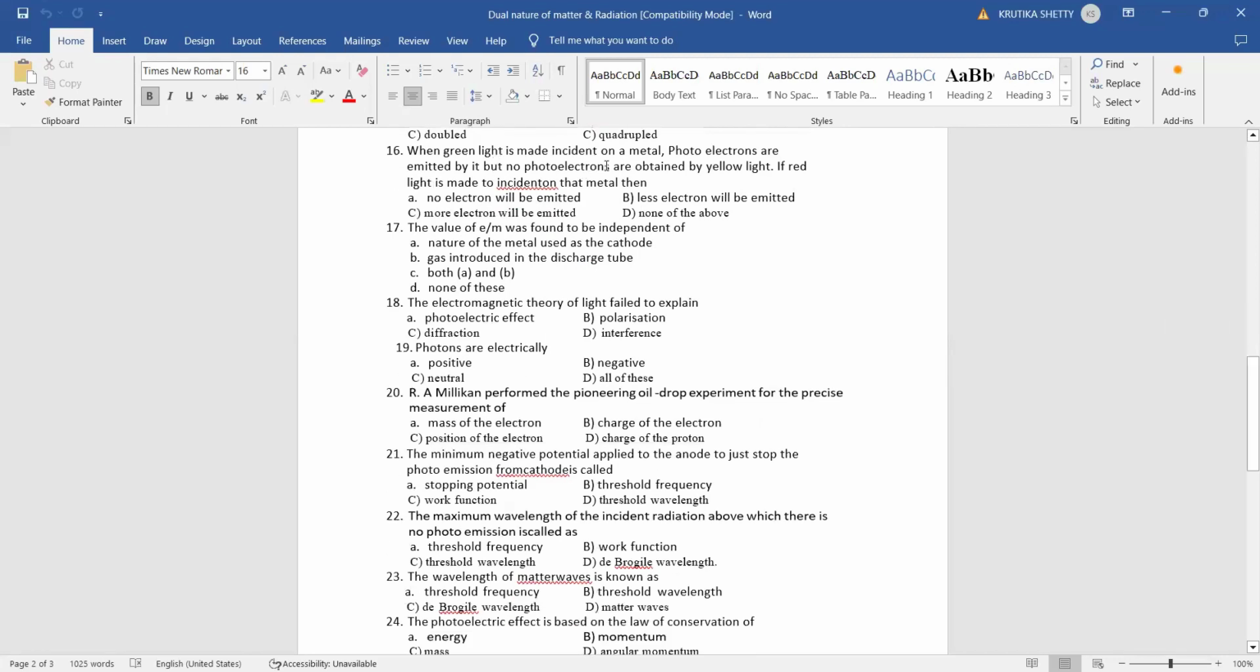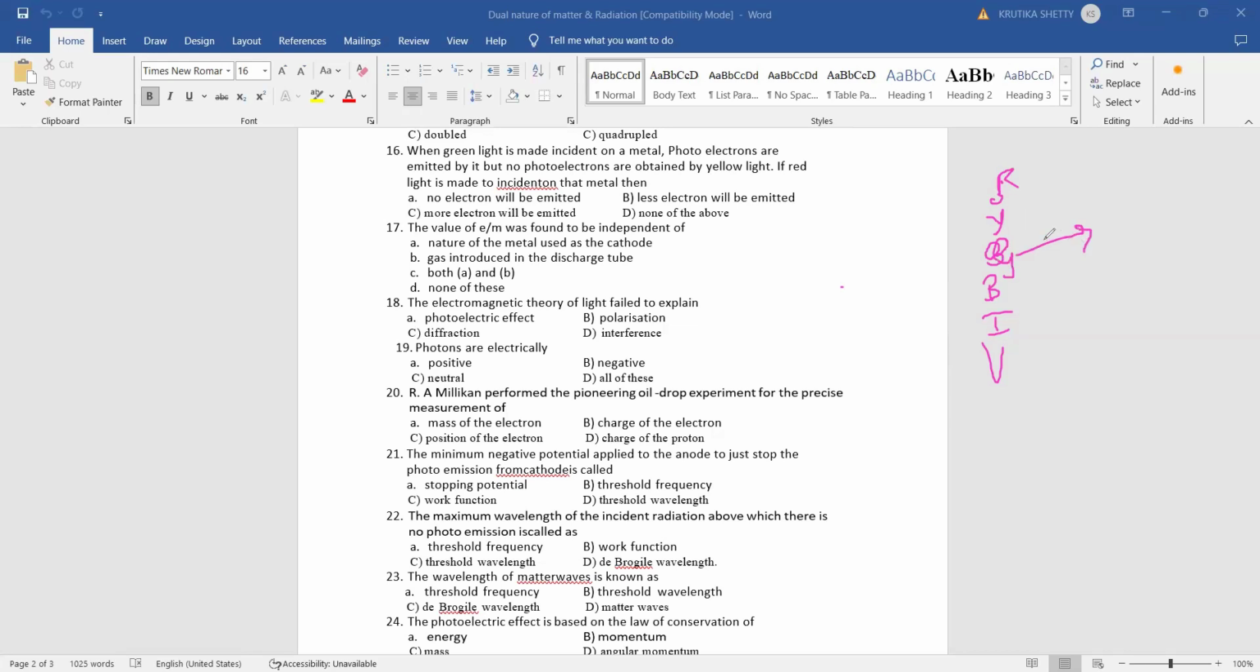When a green light is made incident on a metal, photoelectrons are emitted by it, but no photoelectrons are obtained by yellow light. If red light is made to incident on that metal, then. Here you need to think about the color sequence in the spectrum, VIBGYOR. Green light falls, VIBG, this is G, and you are able to see the photoelectric effect.